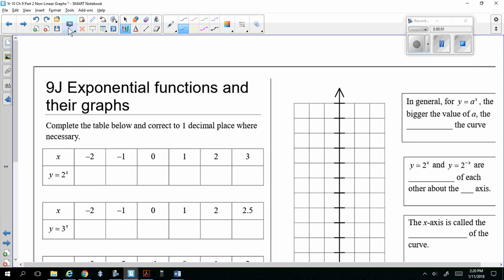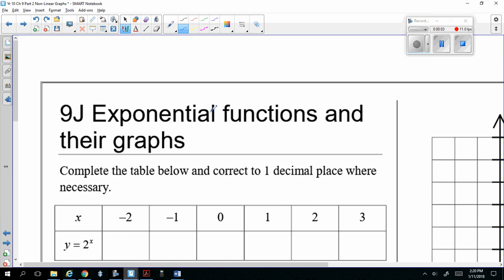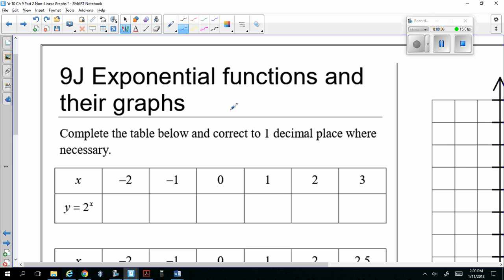In today's lesson, you're going to learn about exponential functions. So let's look at what an exponential function is. An exponential function must have an x in the power. So let's see what the effect is when we substitute the x value into the formula.